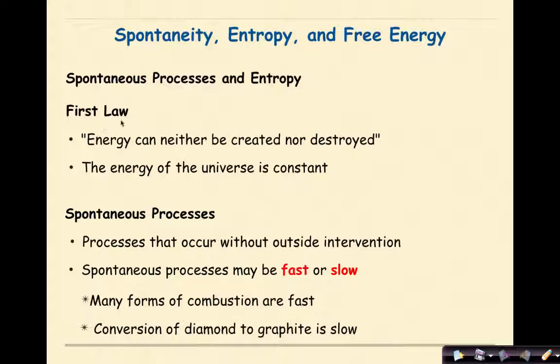The first law of thermodynamics states energy can neither be created nor destroyed, and the energy of the universe is constant. Spontaneous processes are processes that occur without outside intervention. Spontaneous processes may be fast or slow depending on the situation. Many forms of combustion are fast, while the conversion of a diamond to graphite is quite slow.